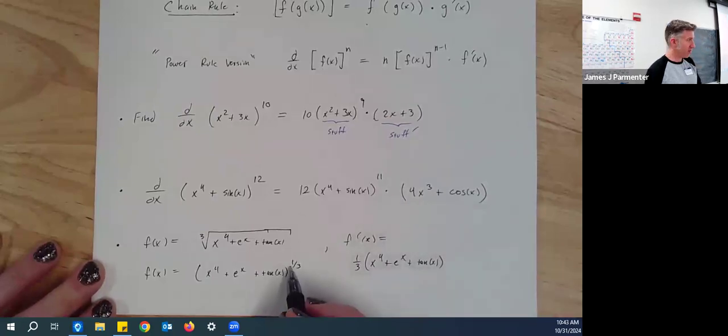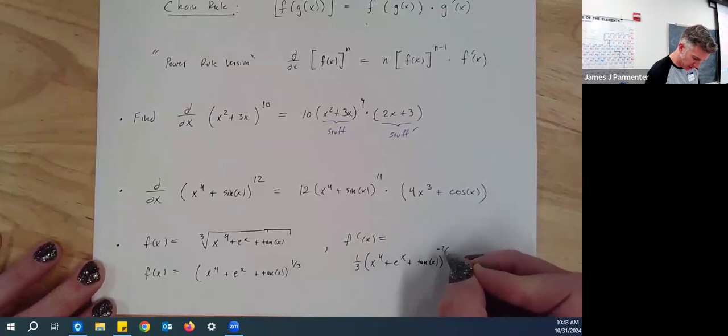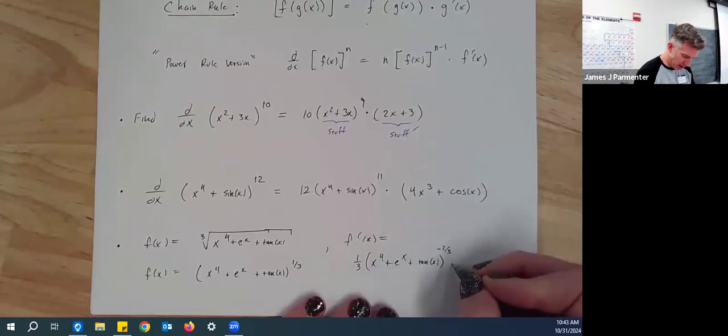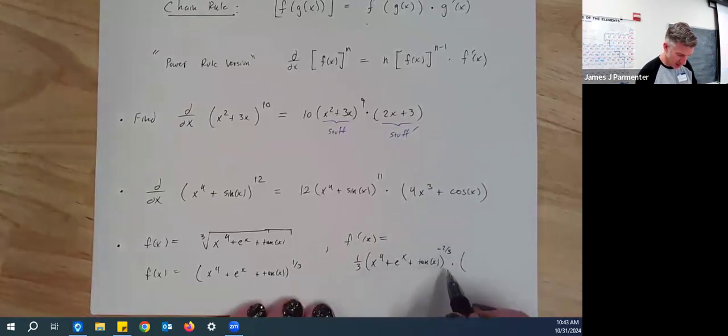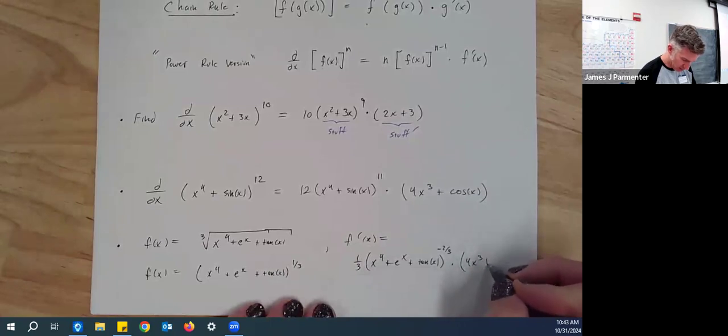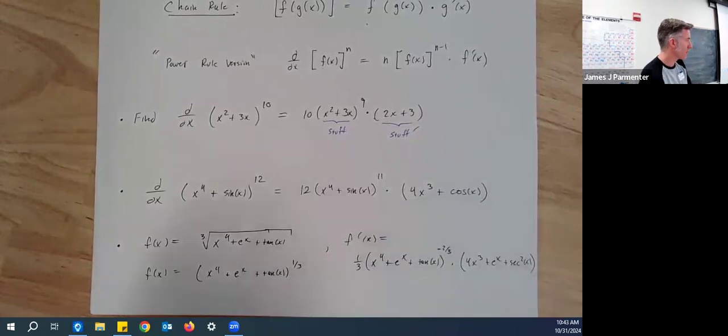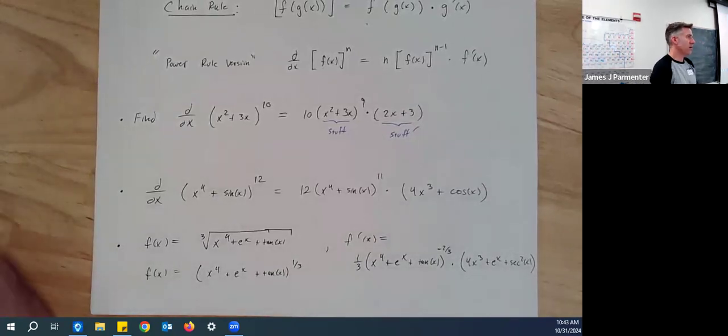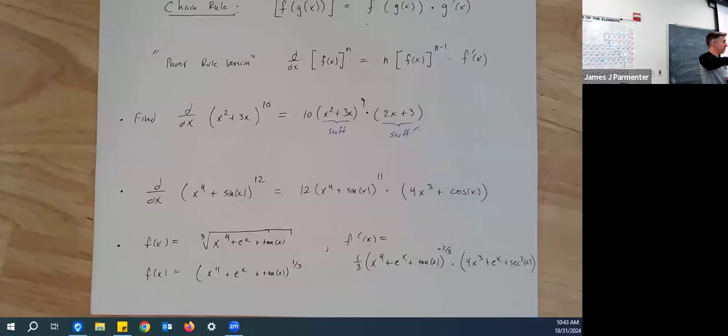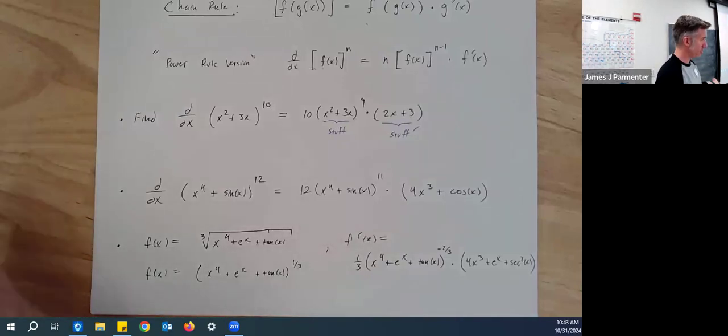Raising it to the 1/3 minus 1 is the negative 2/3 power. And then we have to multiply by the derivative of the inside stuff, which is 4x cubed plus e to the x plus secant squared of x. We're talking about the chain rule. So we take the derivative of the outside function, you leave the inside function alone, and then after that, you multiply by the derivative of the inside function. And while it certainly works for functions where you have some stuff to a power, it actually works for any type of composition of functions.